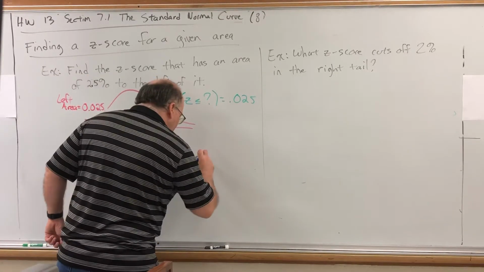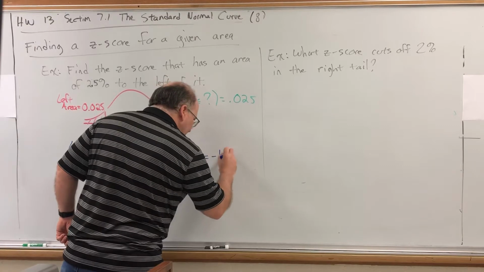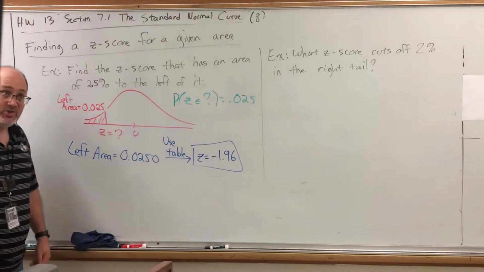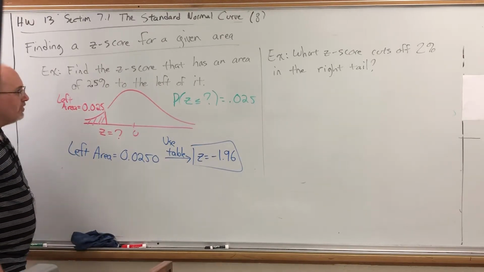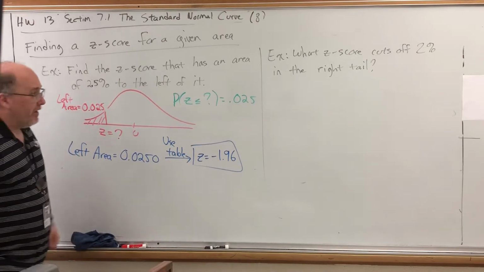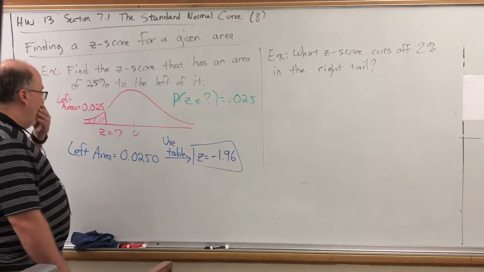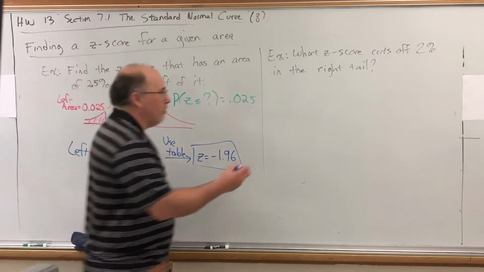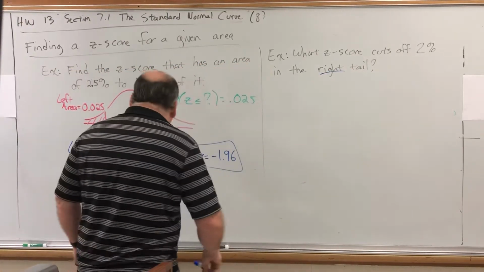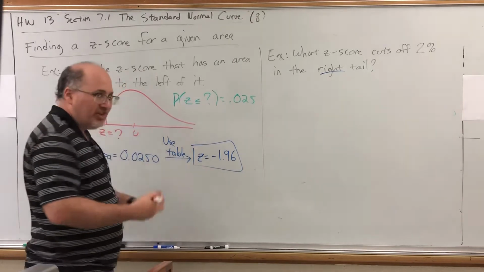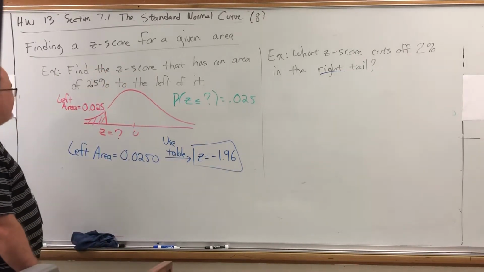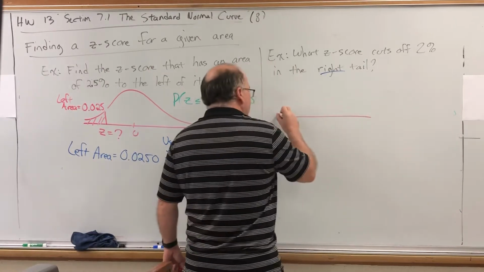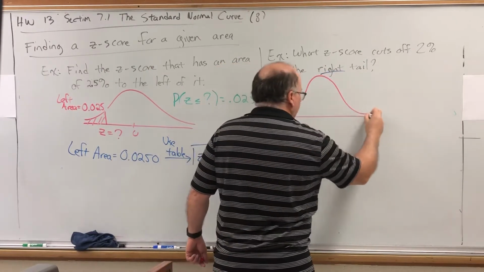And again, there will be problems in the future where we have to do the z-table backwards, where we start with the area and locate the z-score that cuts off that area. What about the second example? What z-score cuts off 2% in the right tail? Well, we have to be careful because our z-table tells us left tail areas, not right tail areas. But you should still draw a picture. You should always draw a picture when you're using the z-table.